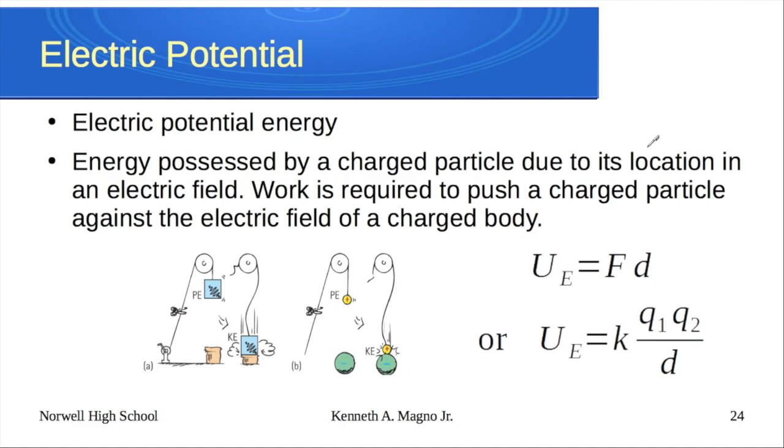Technically, the force has the whole kQ1Q2 over D squared. But when I multiply it by D, we're left with just kQ1Q2 over D for electric potential energy. Now you might notice I'm using a U to represent electric potential energy. That's actually a common symbol in physics. Instead of using PE before, I could have used U before. The reason we use a U is it looks like a potential well that I could get stuck down. Like, oh no, Timmy fell in the well. That's why they use the U.